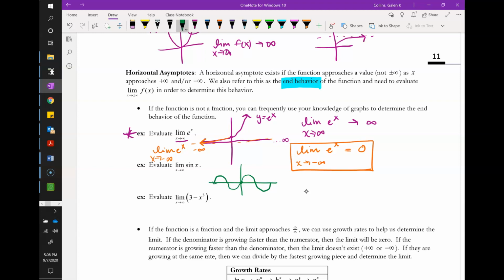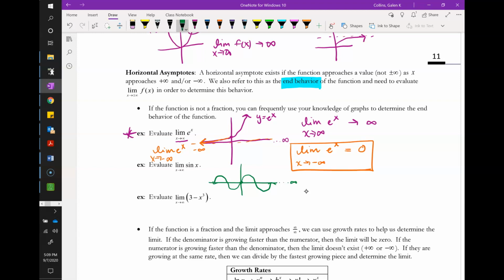That's a period, but I know that pattern continues. So if I just think as I go out towards infinity on my number line, I'm not going to have a horizontal asymptote, and the function's not going to go forever and ever towards infinity. So we could say that that limit does not exist.